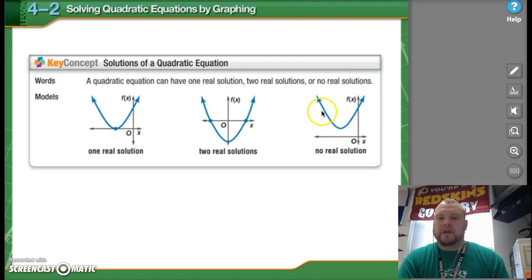So obviously there's not going to be any points below that vertex that could ever cross the x-axis and give us a solution. Another possibility for having no real solutions is if you have a negative graph, so like something that looks upside down like this, where I'm trying to trace with my mouse right now. Since that would be facing down and it's below the x-axis, obviously there wouldn't be any points on that graph that would ever touch the x-axis either. So those are the three possibilities for the amount of solutions you could have to a quadratic equation.